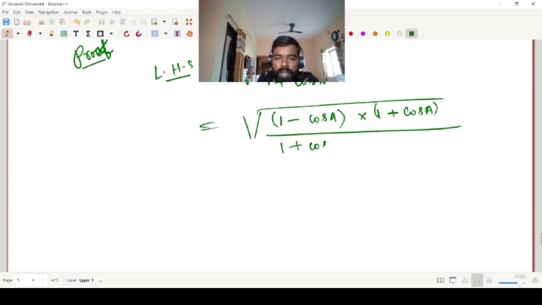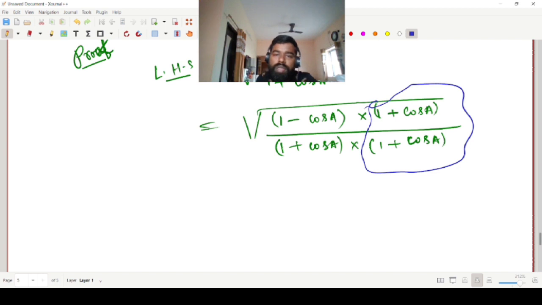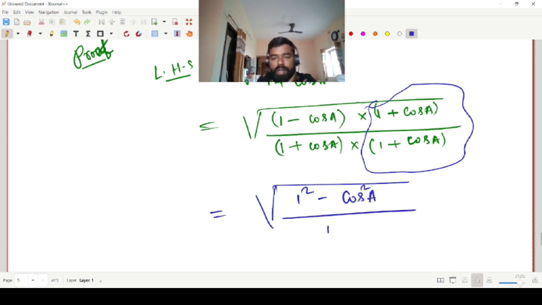So we have 1 plus cos A in the denominator. I've chosen this factor as the rationalizing factor because I want to change the numerator, and because the sign is minus in between, I've taken plus and multiplied. So you have a square minus b square in the numerator, 1 plus cos and 1 minus cos, and in the denominator you have the same thing, but you can write it as a square.